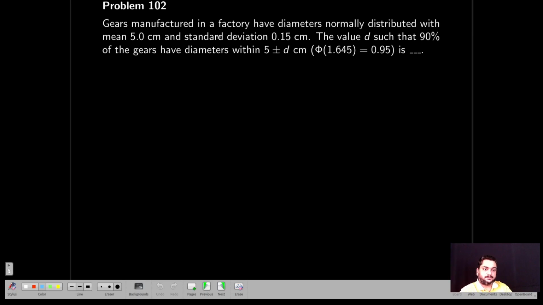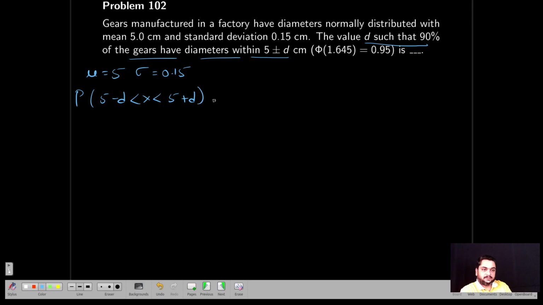Next, gears manufactured in a factory have diameters normally distributed with mean pi, standard deviation 0.15. Find the value of D such that 90% of the gears have diameters within pi plus or minus D centimeters. Here, this kind of problem already was solved. What is it that they're saying? To find the probability of pi minus D less than X less than pi plus D, this covers 90%, meaning 0.90. This is what they have already given.